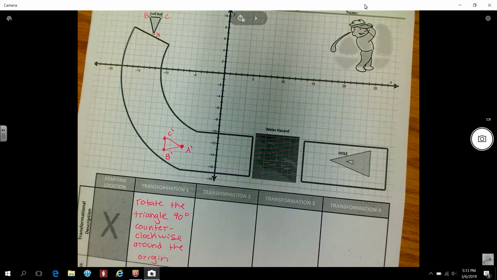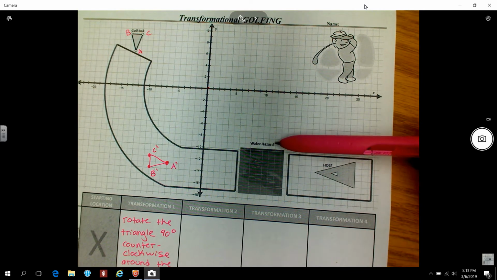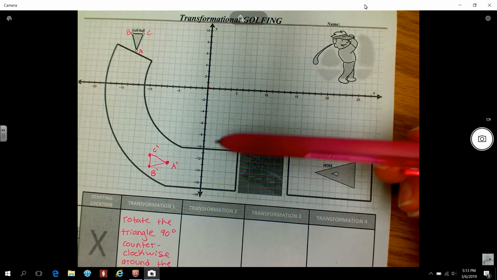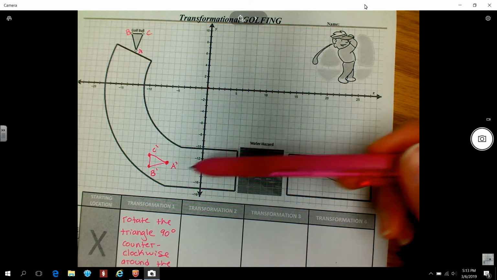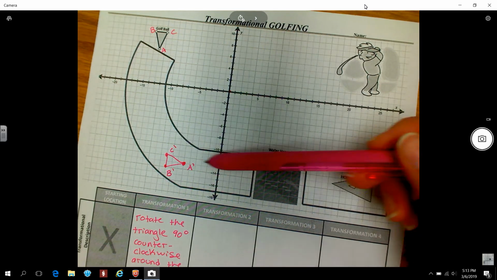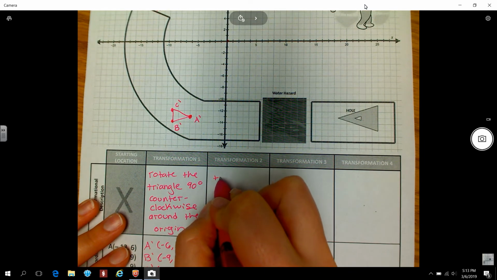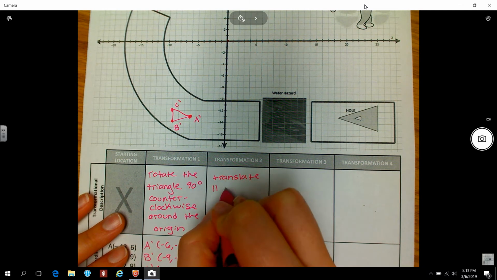Okay, so for transformation 2, I knew that I wanted to jump over a water hazard, but I didn't want to directly do it this far away because if you're hitting a golf ball too far away, it's not as likely to go over the water very well. So I wanted to get closer to the water. I'm just going to translate it, just slide it over to get closer to the water. And I decided to do it by 11 units. So I'm going to say translate 11 units right.